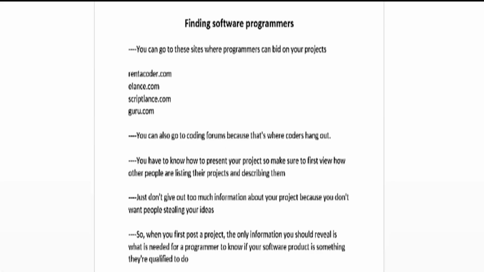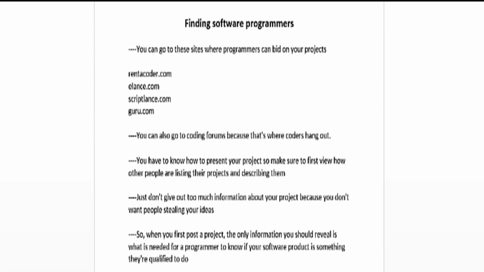Now let's talk about finding software programmers for your project. Now there are various sites that you can go to find programmers where they will bid on your projects, and you can select the programmers based on the best price. But remember, you have to also make sure to select programmers based on their skills and how well you feel comfortable working with them.